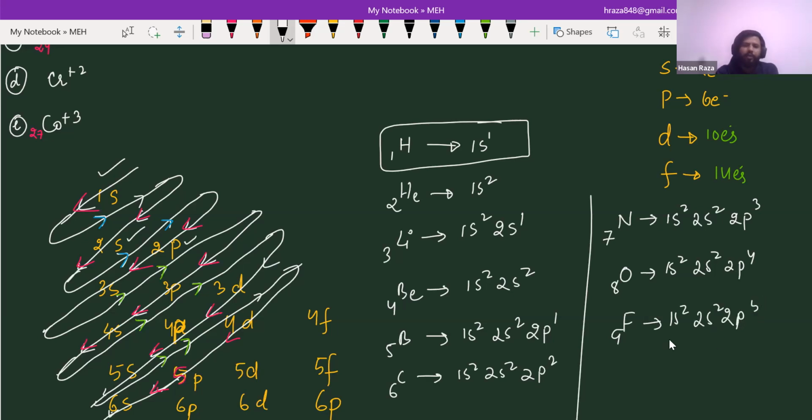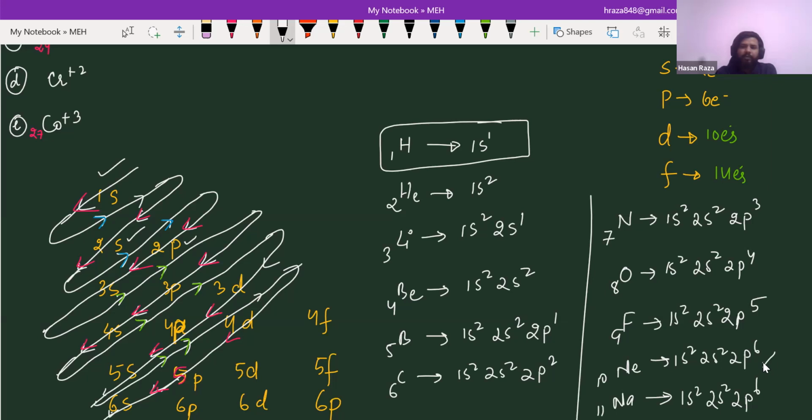All the 9 electrons are accommodated. Now neon: as you can see, with neon it is 1s2, 2s2, 2p6. All the electrons are filled in these orbitals. Now sodium: if you are going to do the electronic configuration of sodium, 1s2, 2s2, 2p6. Still you have 1 electron left.